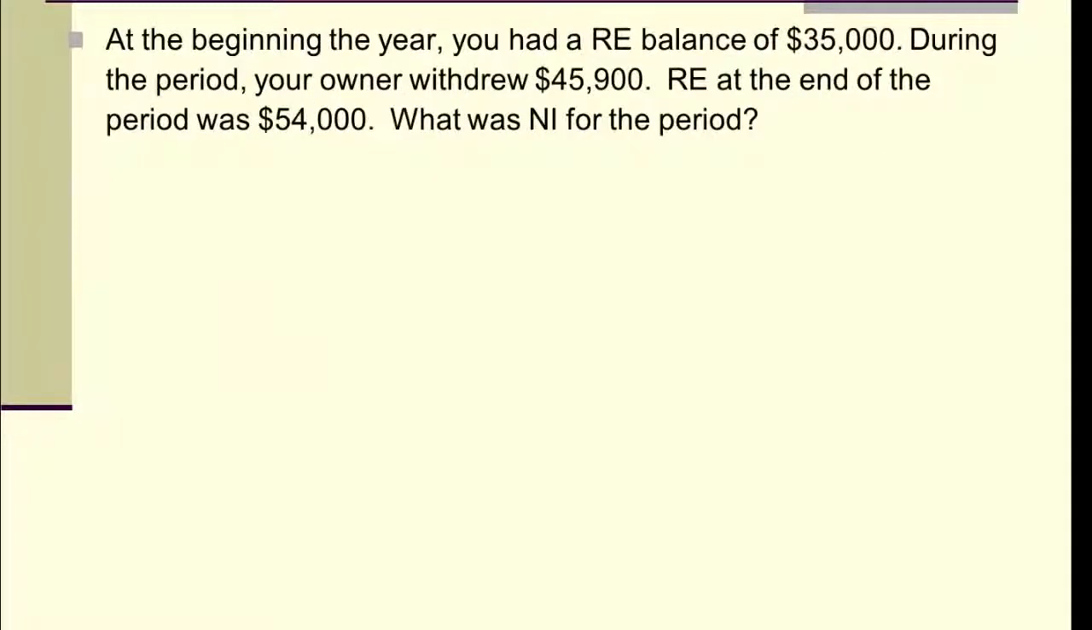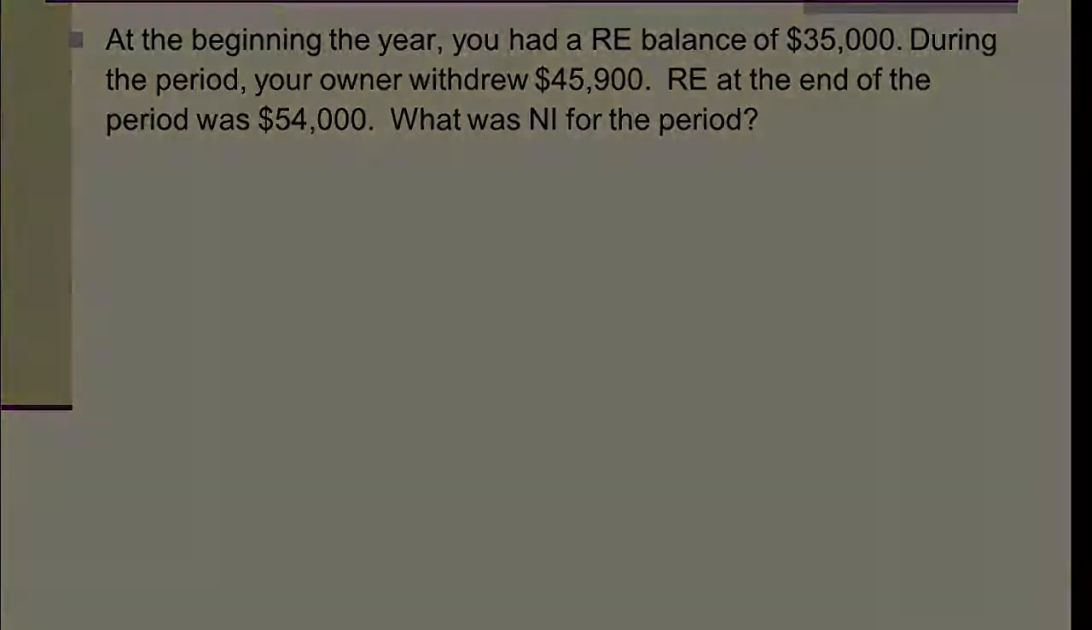Let's take a look at another one. This time, we're going to look at retained earnings. So retained earnings started with $35,000. During the period, the owner withdrew $45,900. At the end, we had $54,000 in there. So we want to know what was net income. That's what gets added into retained earnings. Go ahead, give it a try.